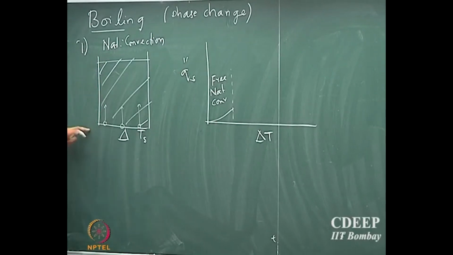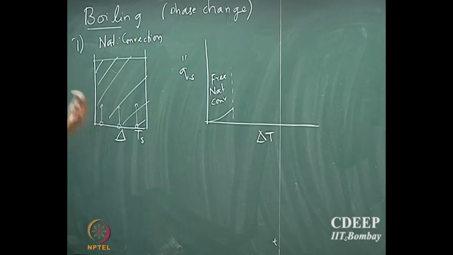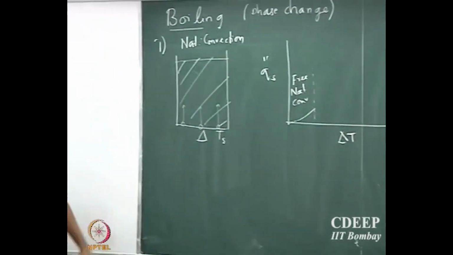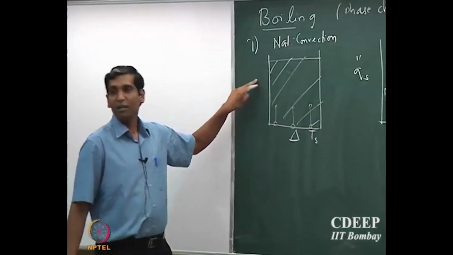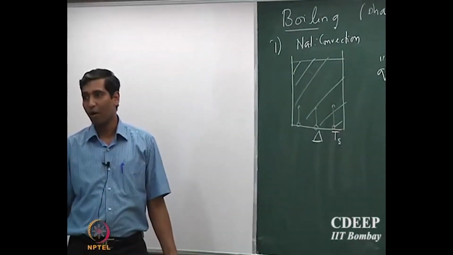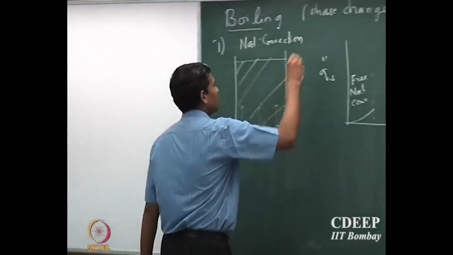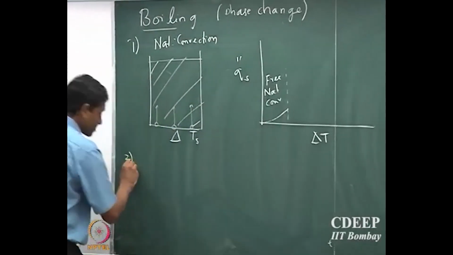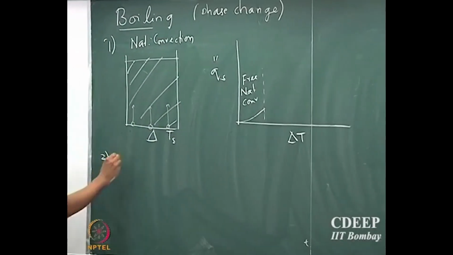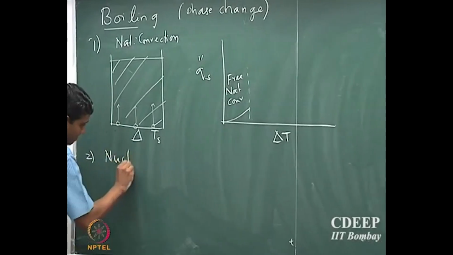Still, the maximum contact of the surface to the fluid is the liquid phase. There will be sporadic bubbles formed, so the primary transport of heat is only between the solid surface and the liquid in contact with the surface. So, this is what is called the natural convection mode of boiling. And then the second one is called nucleate boiling.